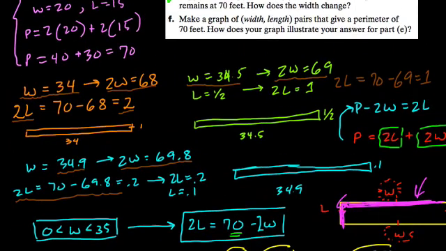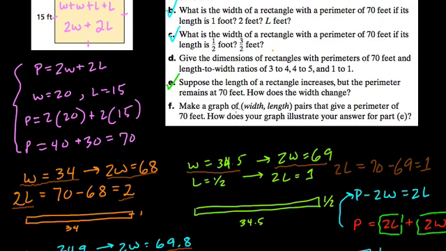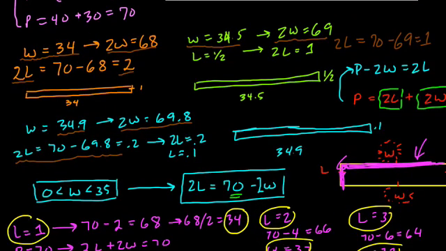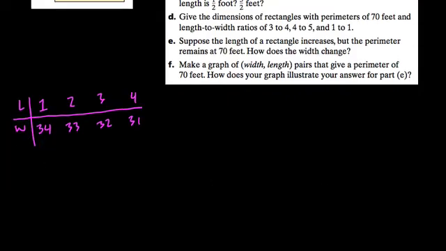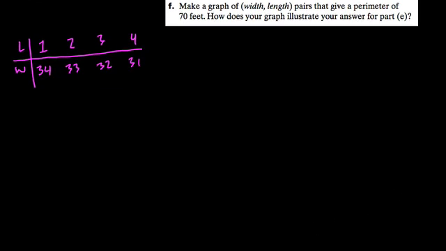Okay, so make a graph with the width and length, and focus on pairs with a perimeter of 70 feet. How does your graph illustrate your answer for part E? In other words, they want us to graph the values in this table in a meaningful way. So we're going to use this table to set up a quick graph. Now the width will be our dependent variable, depending on what we select for the length, and the length is the independent variable here. That's how I'm setting it up.